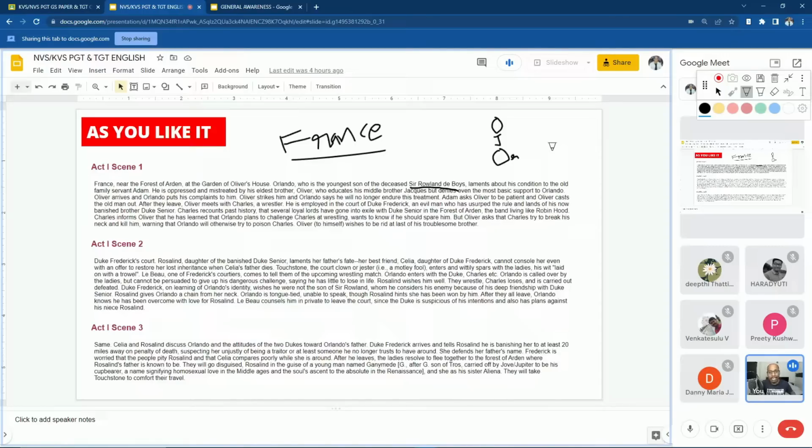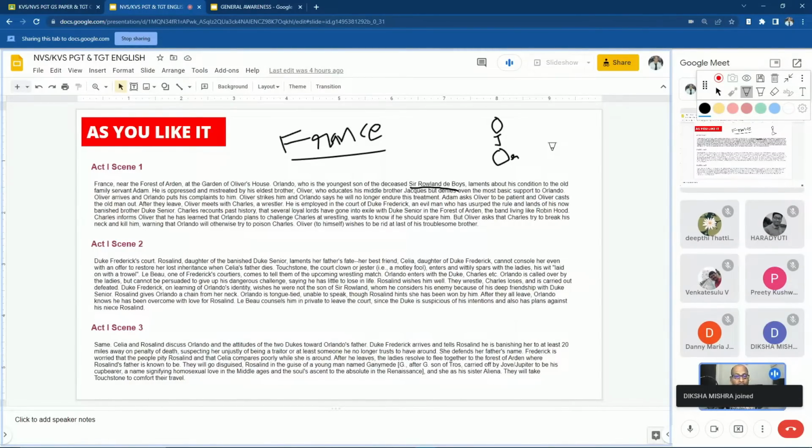So Duke Frederick and Duke Senior are brothers. Sir Rowland de Boys is very close to Duke Senior. Then he threatened, but he was not rude to Rosalind, because if he takes any action against Rosalind, the people in the kingdom may go against Duke Frederick. That's why he allowed Rosalind to stay in the court and be with Celia. Celia is the daughter of Duke Frederick.